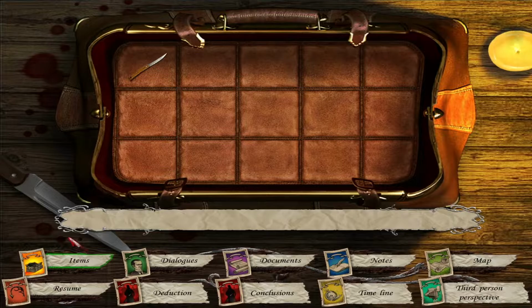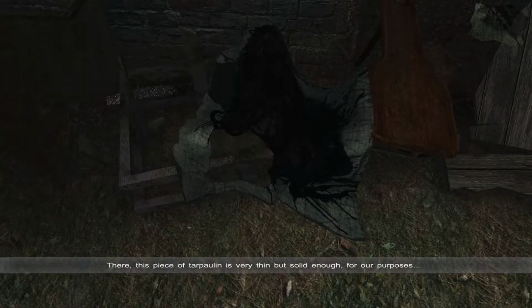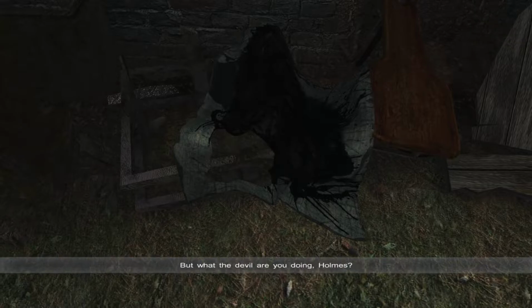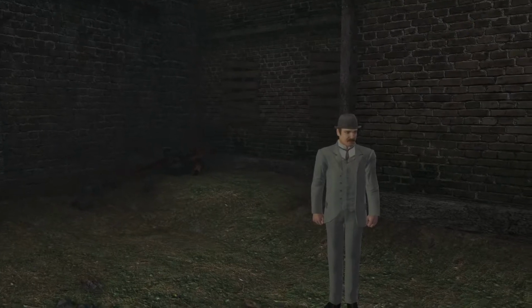Tarred cover. Do we have a knife? Can we use that? There, this piece of tarpaulin is very thin, but solid enough for our purposes. But what the devil are you doing, Holmes? Trust me, Watson, I have a great plan, which incidentally I don't know myself, but hopefully Sherlock Holmes will tell me.